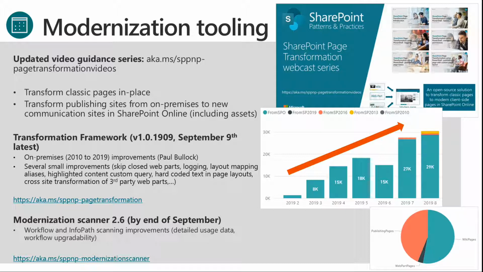In the next one, as mentioned by Erwin as well and by me before, by September 9th at the latest, we'll have full support from on-premises 2019 up to SharePoint Online transformation. So it is really from on-prem to online.